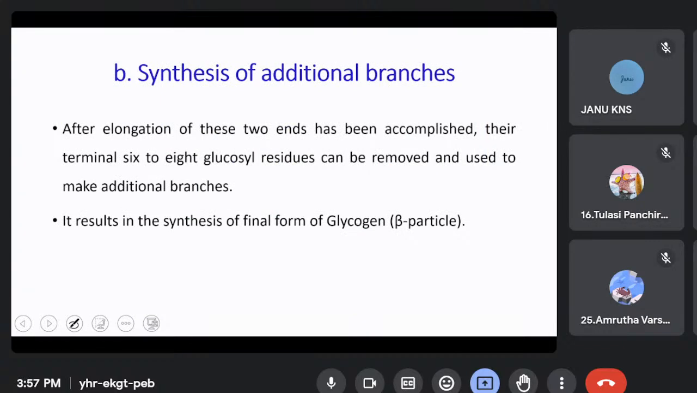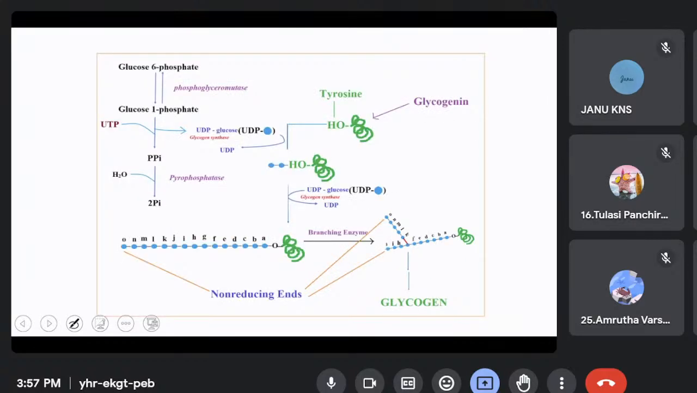So how does the synthesis of additional branches take place? After the elongation of these two ends has been accomplished, the terminal 6 to 8 glucosyl residues can be removed to make additional branches. So additional branches can be made by the same process, by removing the 6 to 8 terminal residues. Thus it results in the formation of what we call a mature glycogen, which is called the beta particle. Okay, so this is how the entire process of glycogen synthesis takes place.